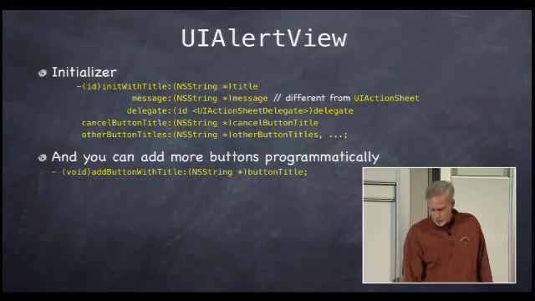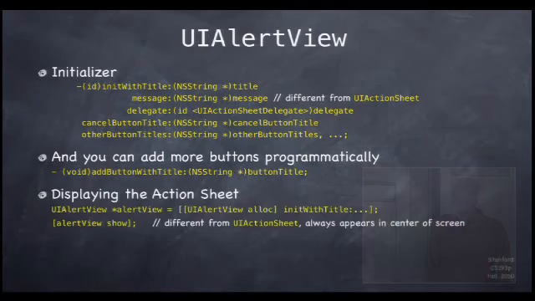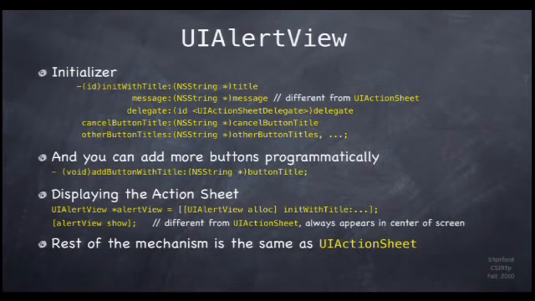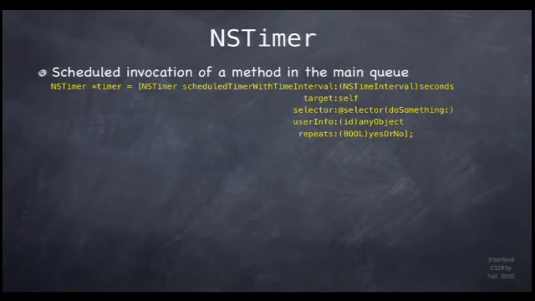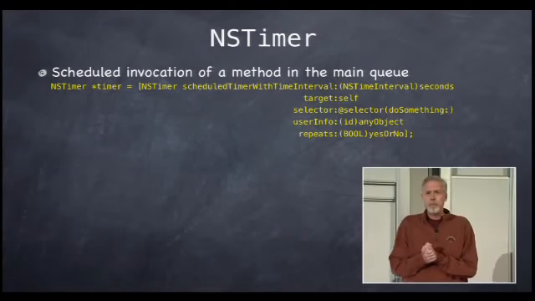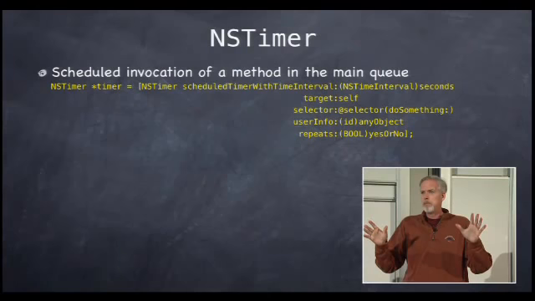You can add more buttons programmatically, just like Action Sheet. You display it by saying show. There's no show in view, show from bar button, any of that. You just say show, shows up in the middle of the screen, even on the iPad, dims the rest of the UI so it's not clickable. And the rest of the mechanism's the same. Delegate method, same delegate methods, all the same. Okay, timer. Any questions about the alerts?